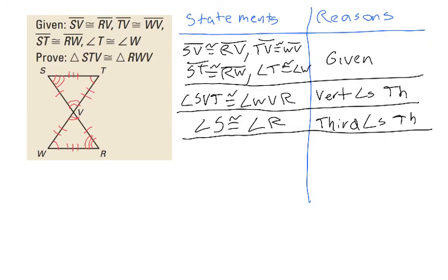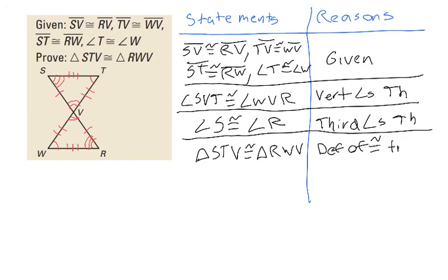And now we have that all three sets of sides and all three sets of angles are congruent. That is what we need to say the triangles are congruent, by the definition of congruence used in a new way. So this is for definition of congruent. Now we could say shapes, I'll say triangles. And that's the proof.